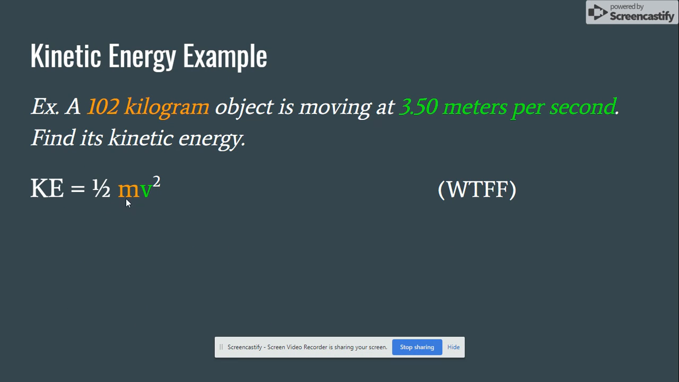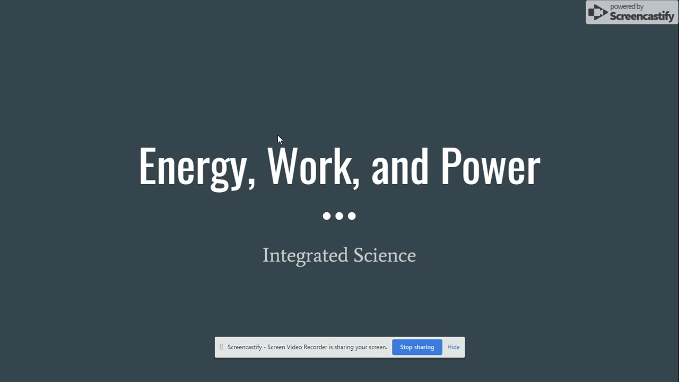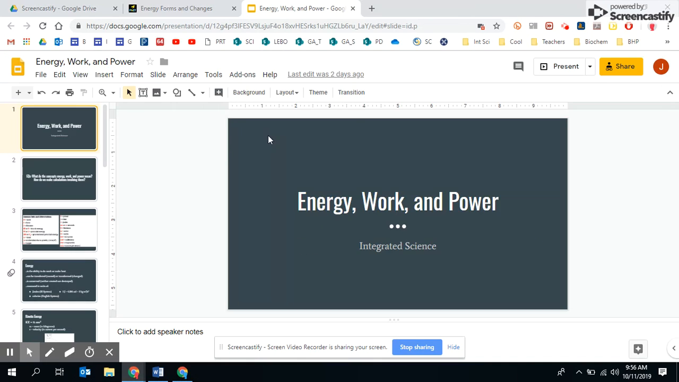You have a kinetic energy equation. KE equals 1/2 mv squared. Don't forget to bring along the exponent. Don't forget to divide by 2 once you get to the end. We have now energy, work, and power formulas.